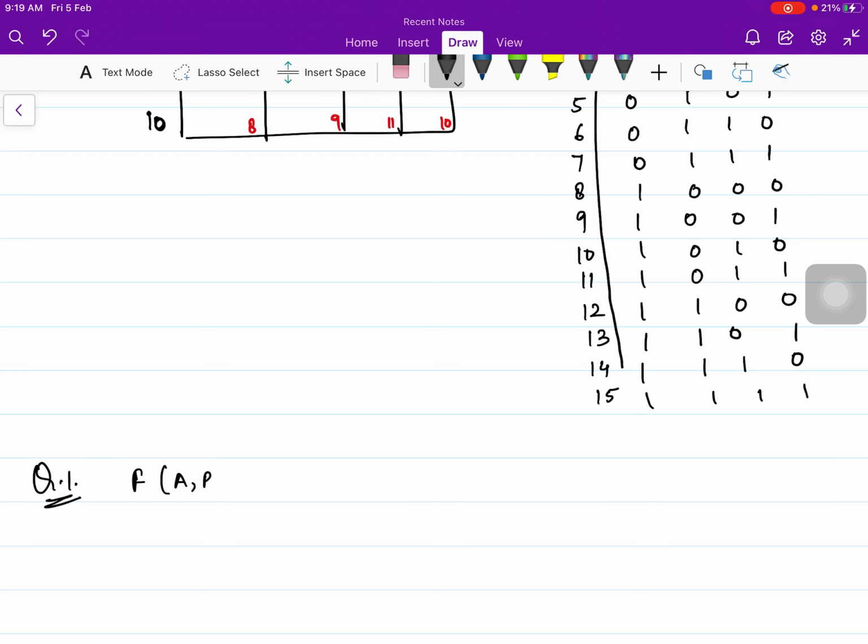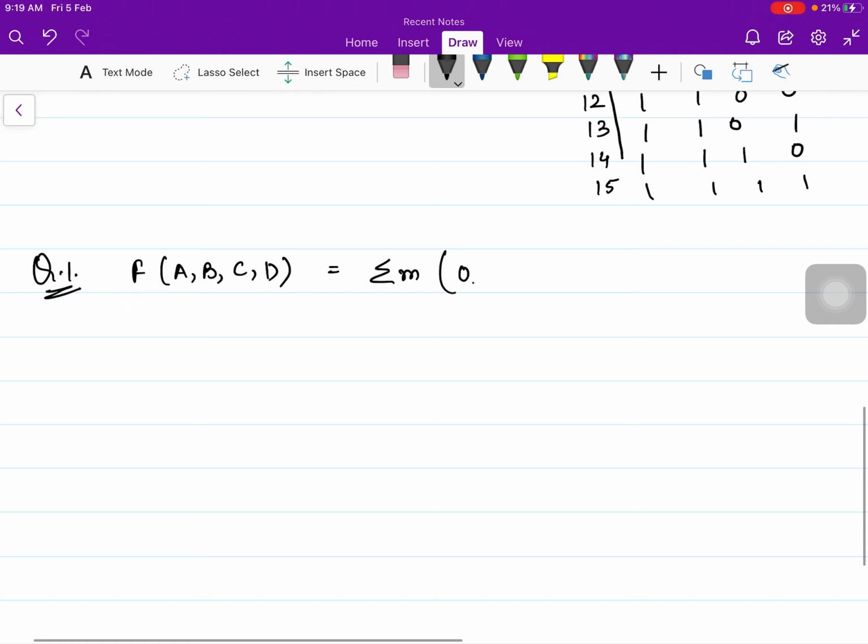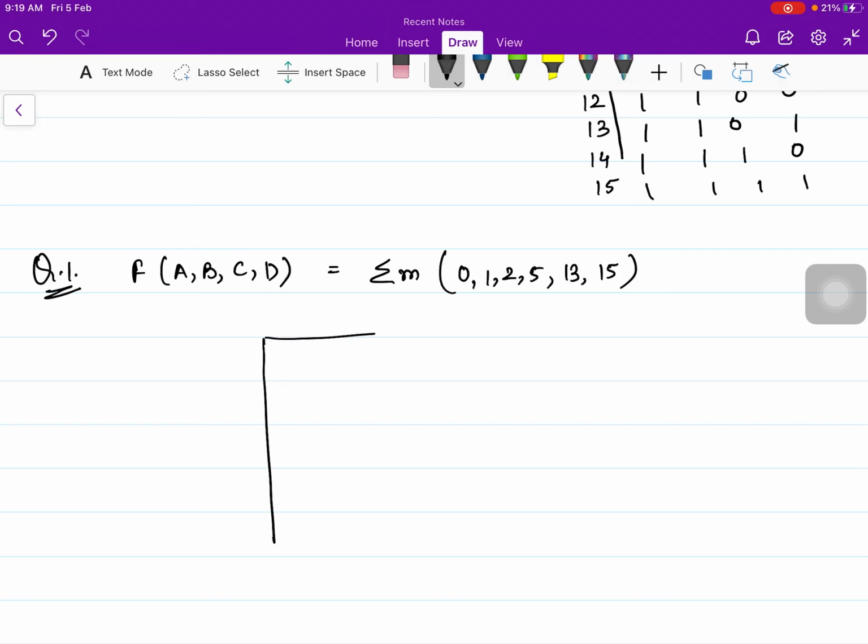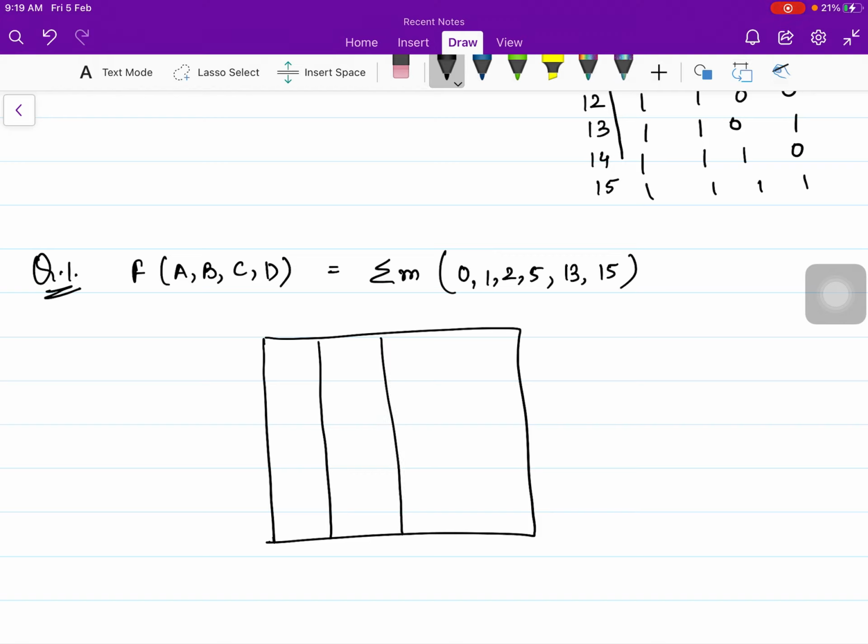F(A,B,C,D), and as we discussed in the previous lecture, summation m shows the minterms. That means you will insert ones in the K-map in the given blocks 0, 1, 2, 5, 13 and 15. Okay. So F is a function of 4 variables. That means you can easily understand that you will be able to solve it by a 4-variable K-map.